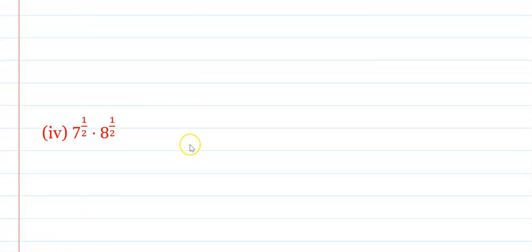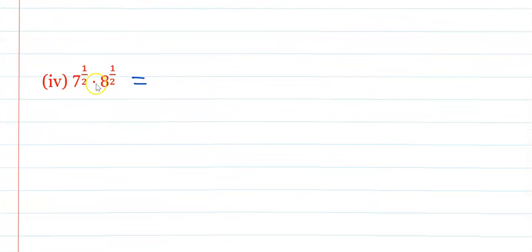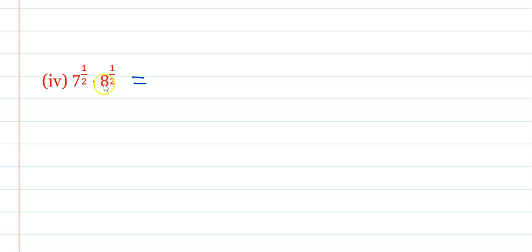Answer. Now the next is where the bases are different. The sign between them is multiplication. Therefore, we have the multiplication of their power. That is 7 into 8, whole bracket raised to, the powers are the same. The multiplication of their bases we can write here: 7 into 8, 56, and bracket raised to 1 upon 2. Okay.